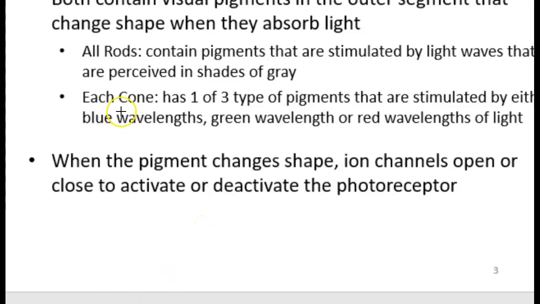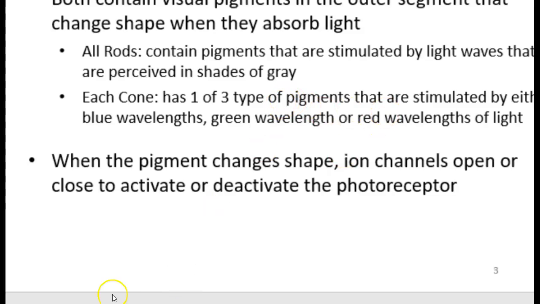Now, these cells are not actually neurons, although they do release neurotransmitters. Often they're referred to as neuroepithelial cells or just photoreceptors. Neuroepithelial refers to the fact that they look like epithelial cells, columnar shaped, and they release neurotransmitters. Now, how are they stimulated?